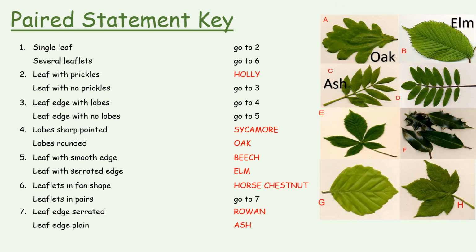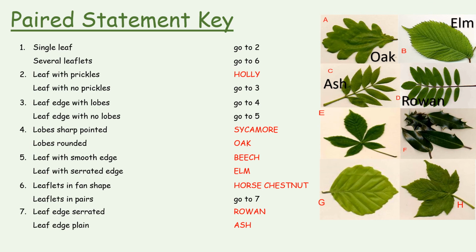Right, so for D, the answer would be that you need to go to 6 because it's leaflets. So our leaflets are in pairs, so we've got to go to 7. And our leaf has a serrated edge, so it's going to be rowan this time. Well done if you managed to get that correct.